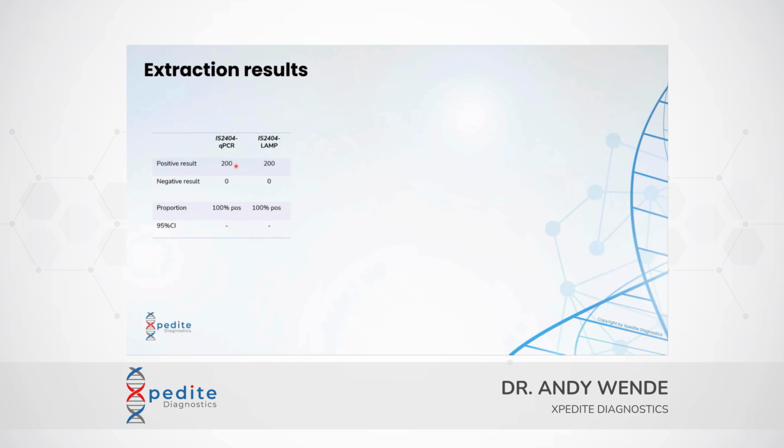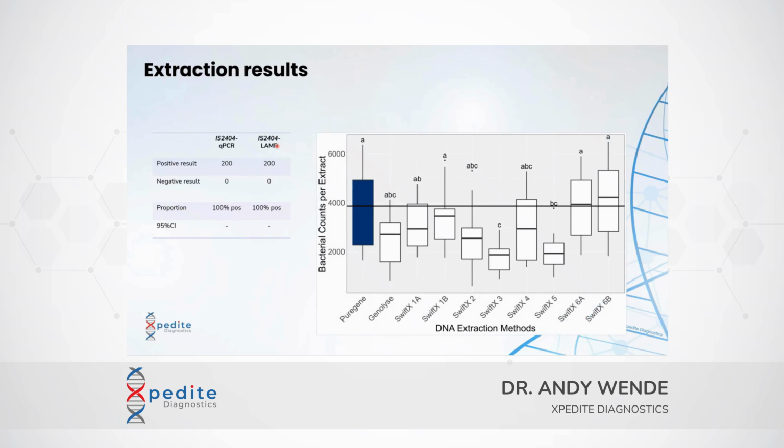All of them were tested positive, independent of what method had been used for the extraction. That's the case for the qPCR assay, and the same holds true for the LAMP assay. So, and to break this down a little more, this is a graphic of the poster. So here in blue, you see this PureGene method, the very lengthy, old-fashioned way, I would say, of extracting nucleic acids.